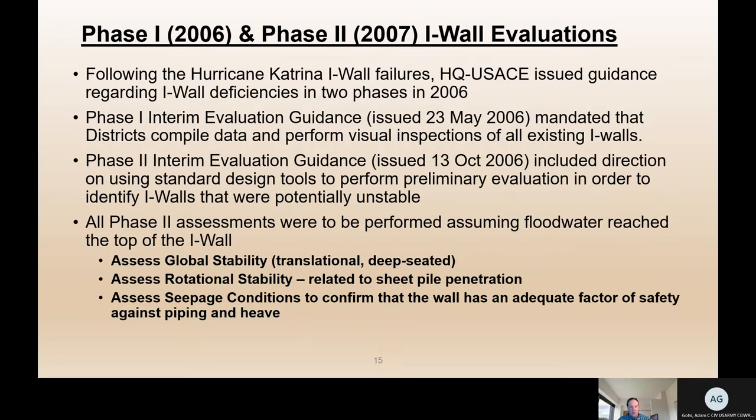Every district was asked to go out and look at your levee systems, tell us if you have any I-walls, and then describe the I-walls. That was phase one. And then phase two, let's look at the worst of those I-walls, the tallest ones, and let's do some basic screening level analysis on them: global stability, seepage, and other damage issues. So that was done, and those reports are generally available at every district.